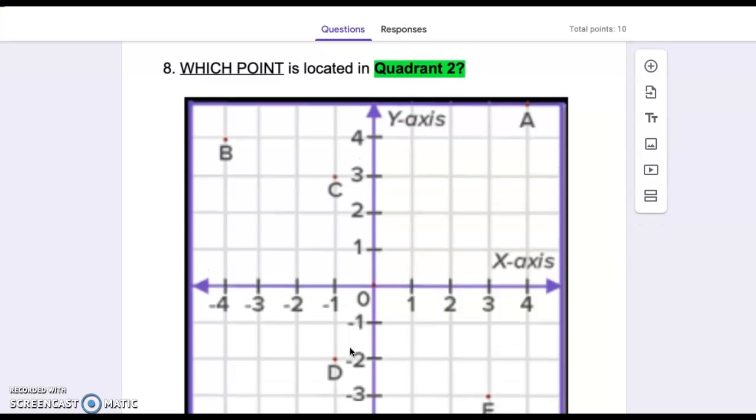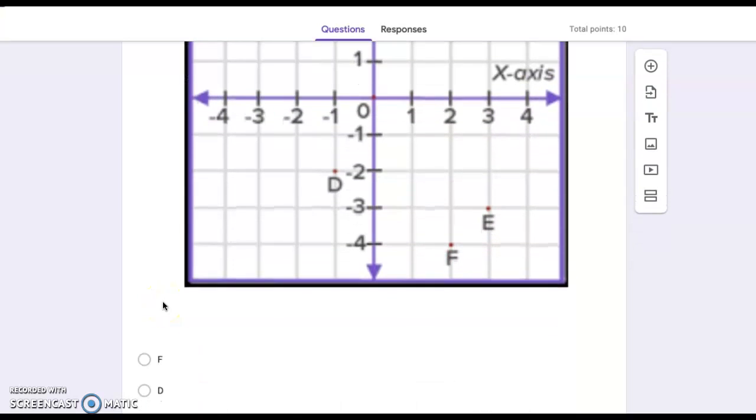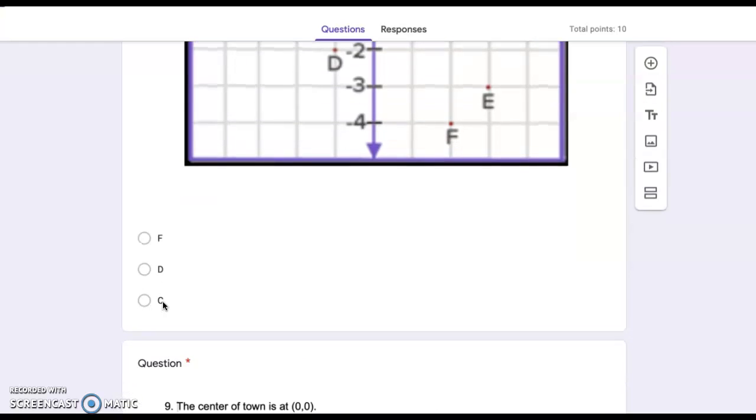Number 8, which point is located in quadrant 2? Again, draw that big C to help you remember the order of the quadrants. Is it point F, point D, or point C?